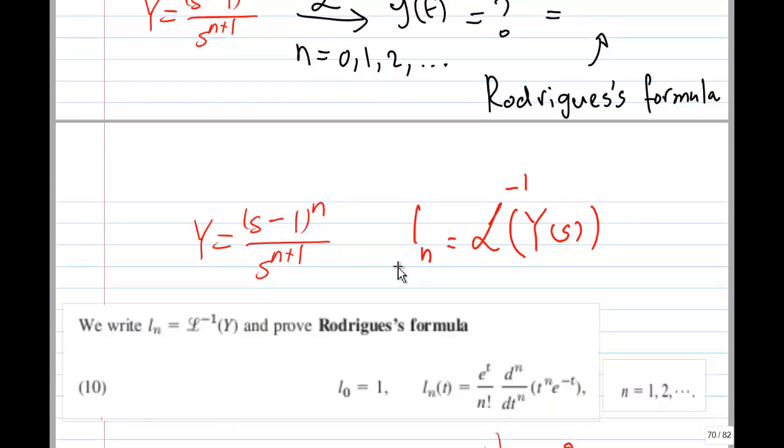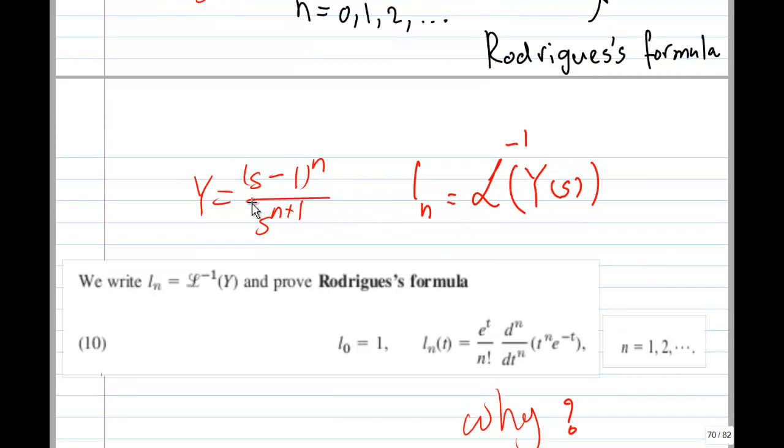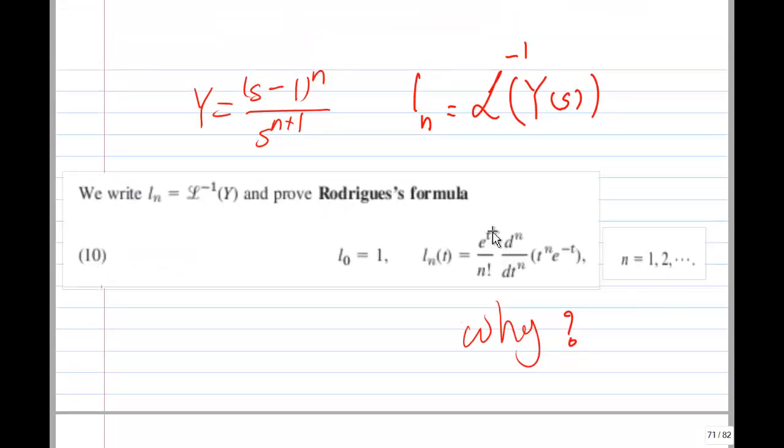That Rodriguez formula is basically the inverse of this guy. It's the Rodriguez formula for different n. When n is 0, the inverse simply becomes 1, because it will be 1 over s, so it's 1. But for different n, that is the inverse. Okay? L of n is e to the power t over factorial n, the differentiation of order n of t to the n e to the minus t.